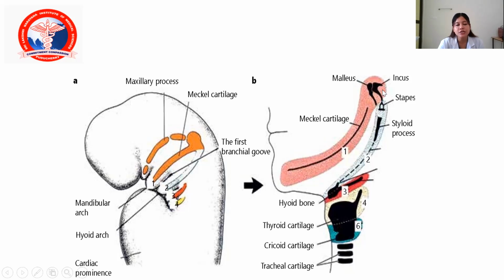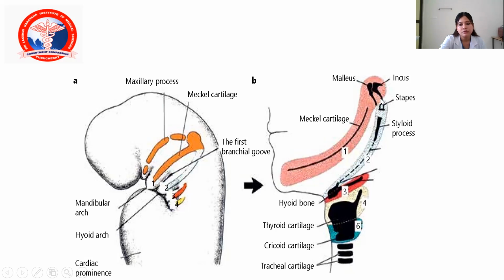The muscle associated with these ear ossicles, that is the tensor tympani, with the malleus and incus, is developed from the mesenchyme surrounding the cartilage. As it is developed from the first pharyngeal arch, it is supplied by the mandibular nerve of the trigeminal ganglion. So we know that the trigeminal nerve has three components, right? The mandibular component is devoted to this first pharyngeal arch.